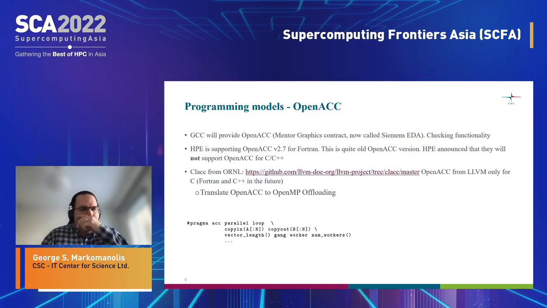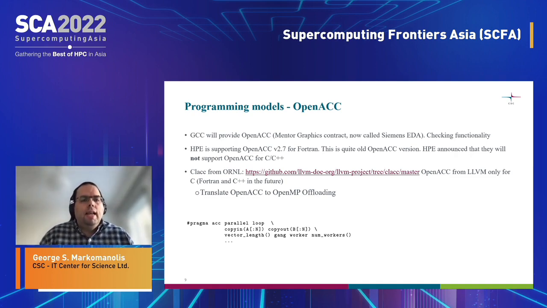Now, OpenACC. We don't really have results from OpenACC, but there's a reason. Oak Ridge has a contract with Mentor Graphics to deliver OpenACC through GCC for Frontier, but they mainly check functionality. HPE is supporting OpenACC version 2.7 for Fortran. It's quite old, and they will not support OpenACC for C++. So we are not really working towards having OpenACC code except in Fortran in general.